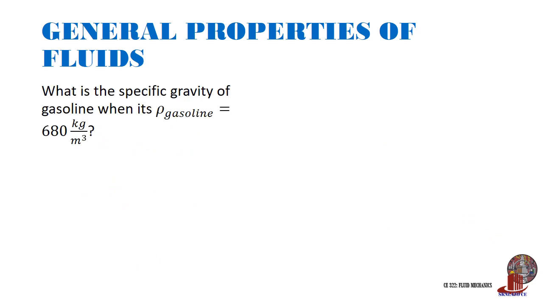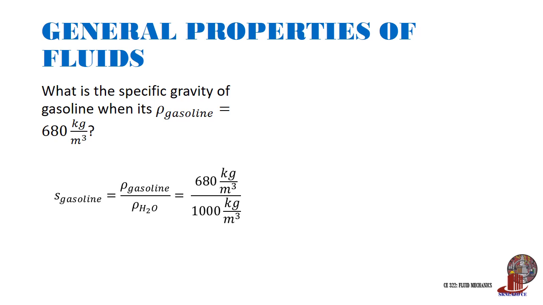Let us consider some examples. What is the specific gravity of gasoline when its rho is given as 680 kilograms per cubic meter? In this problem, specific gravity would be asked in terms of its given mass density or rho. Thus, our formula would be specific gravity is equal to density of gasoline all over density of water. And plugging our values, 680 kilograms per cubic meter all over 1,000 kilograms per cubic meter would give us a specific gravity of gasoline as 0.68.